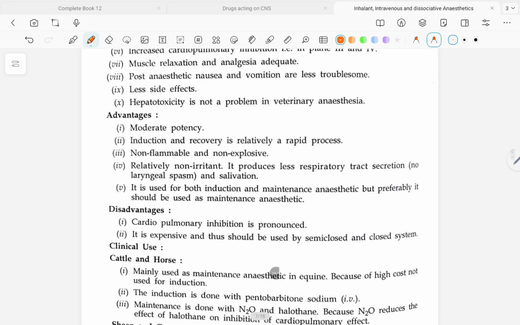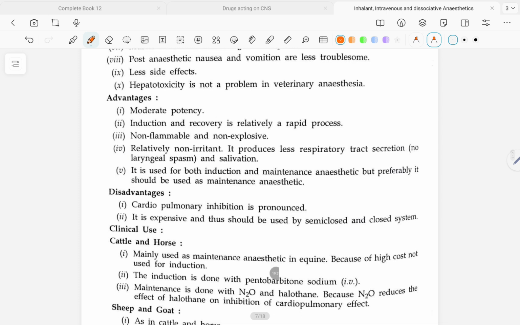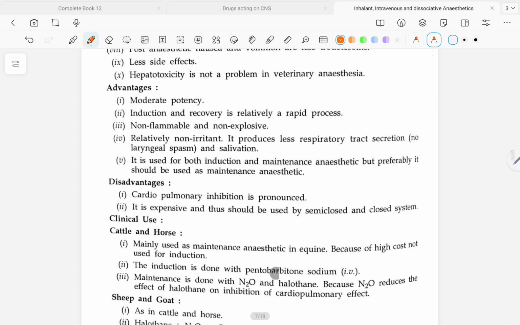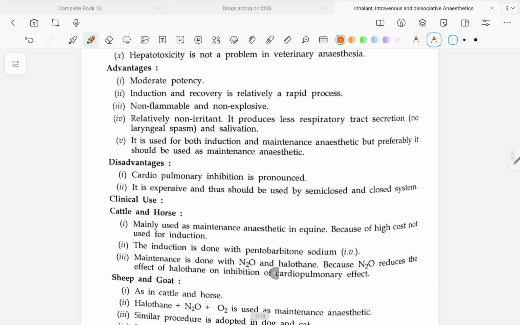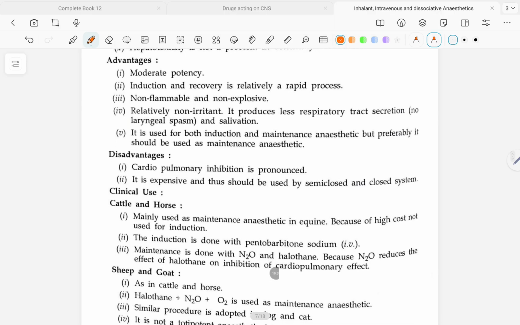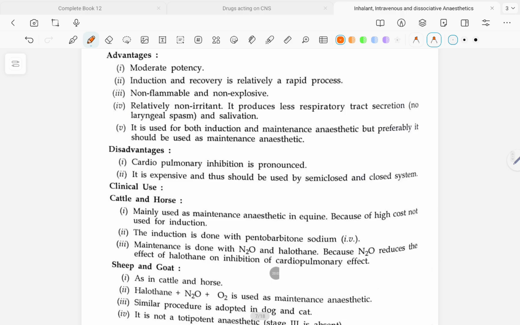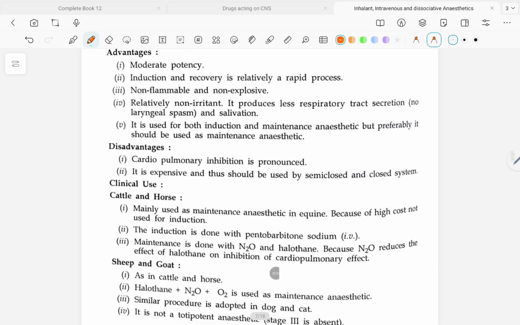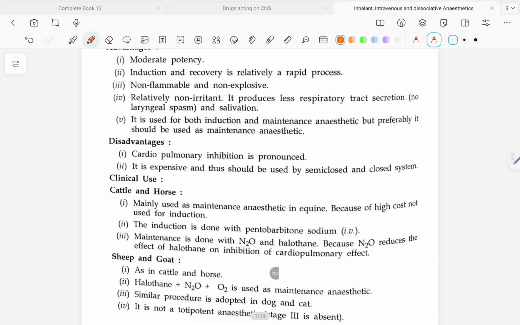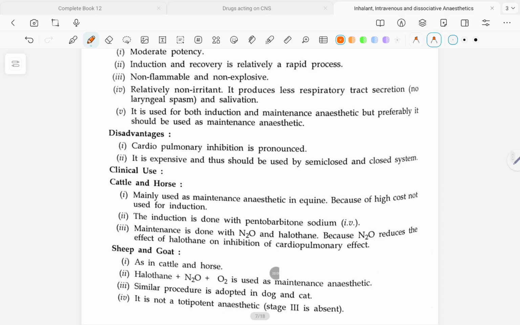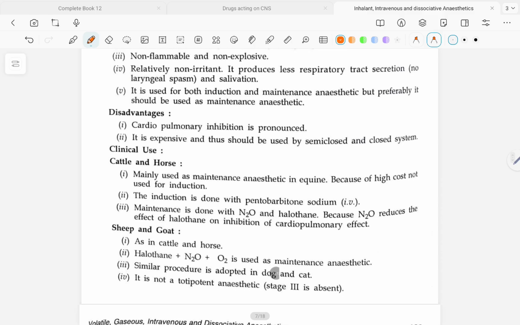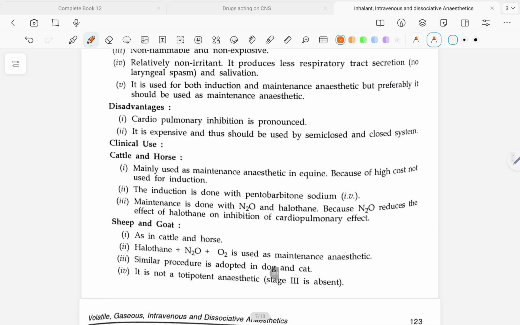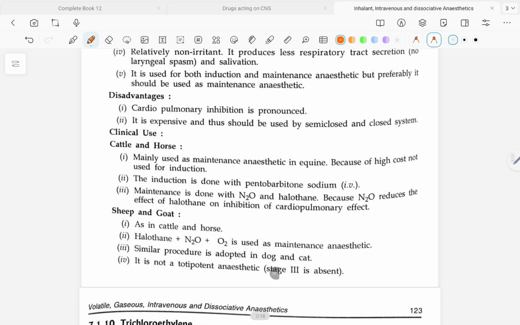Advantage: moderate potency. Induction and recovery is a relatively rapid process. Non-flammable and non-explosive, relatively non-irritant. It produces less respiratory tract secretion, low laryngeal spasm and salivation. It is used for both induction and maintenance anesthetic, but preferably it should be used as a maintenance anesthetic.